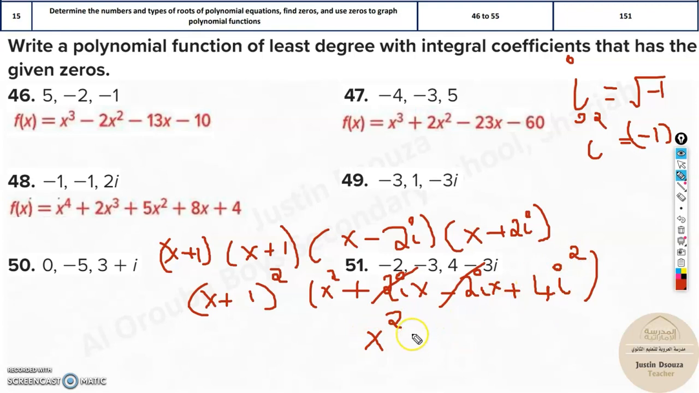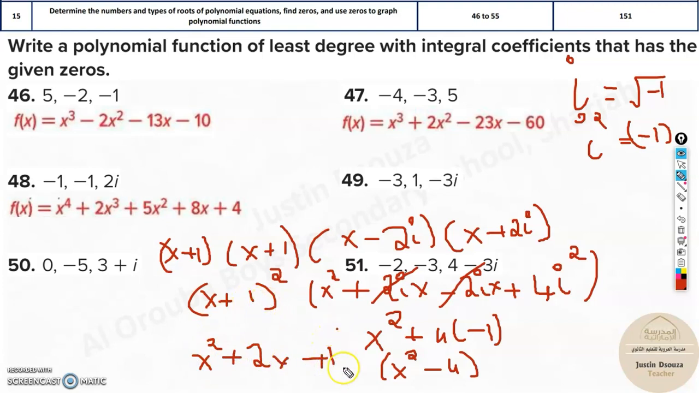Okay, so now here we need to write that it'll be x square. This i square is minus 1, so plus 4 into minus 1. Basically, we are getting x square minus 4. So this is how we get this. Every time you see this, you have to take it to the other side, do this multiplication, and you get this. Here, what do we have? Simplify this as much as possible. It'll be x square plus 2x plus 1. If you expand this, or you can multiply over here, you will get this answer.